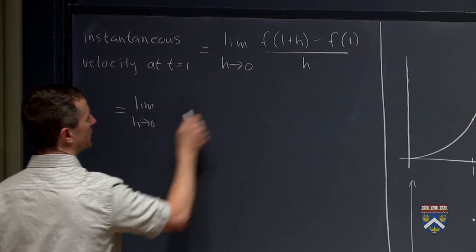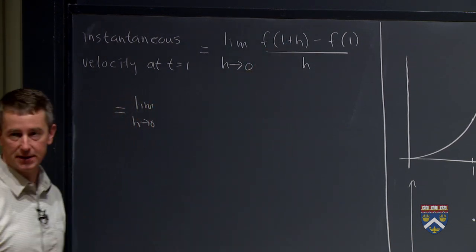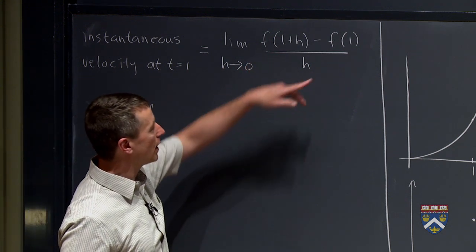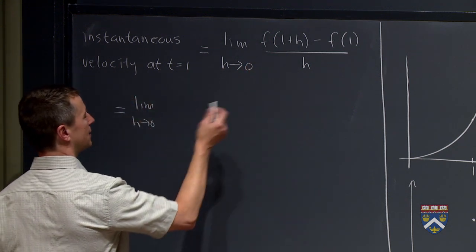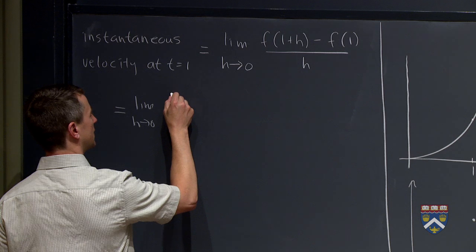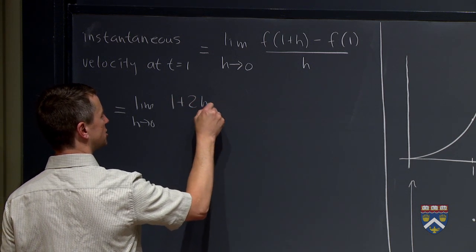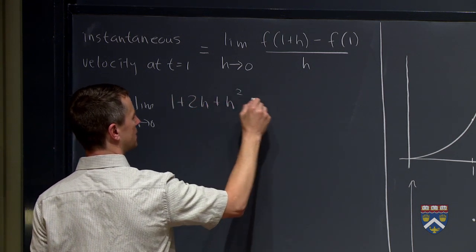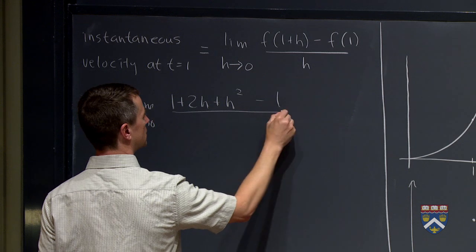So remember, our function was f of t equals t squared. So I'm going to need to do 1 plus h quantity squared. And if we FOIL that out correctly, we're going to get 1 plus 2h plus h squared minus 1, all over h.